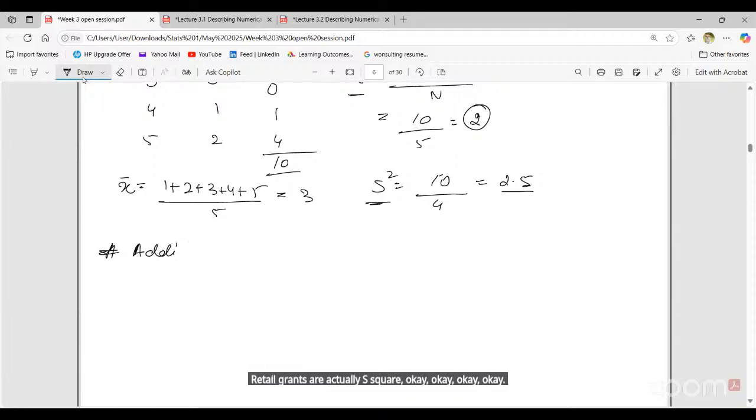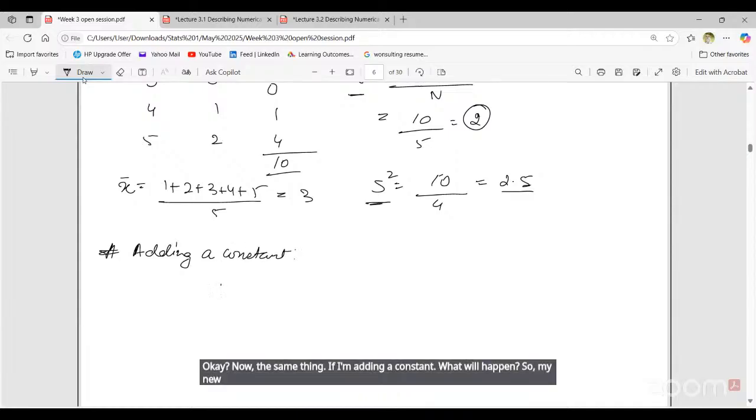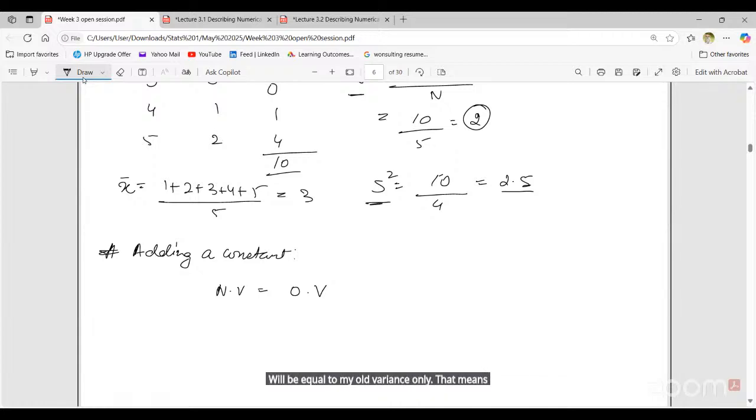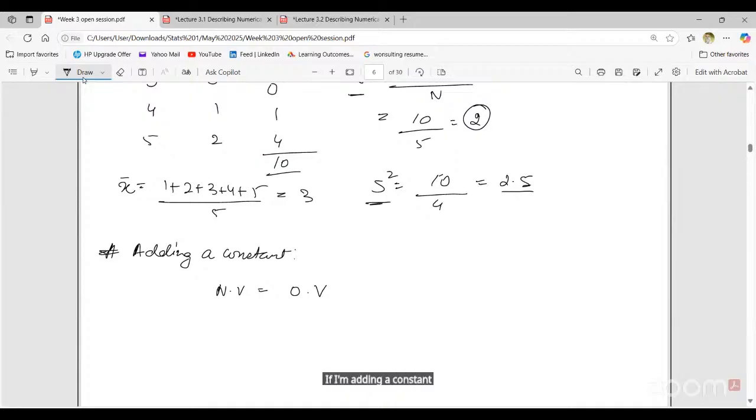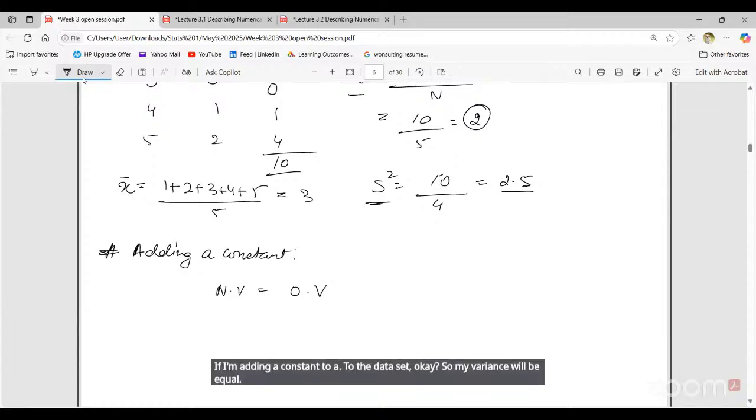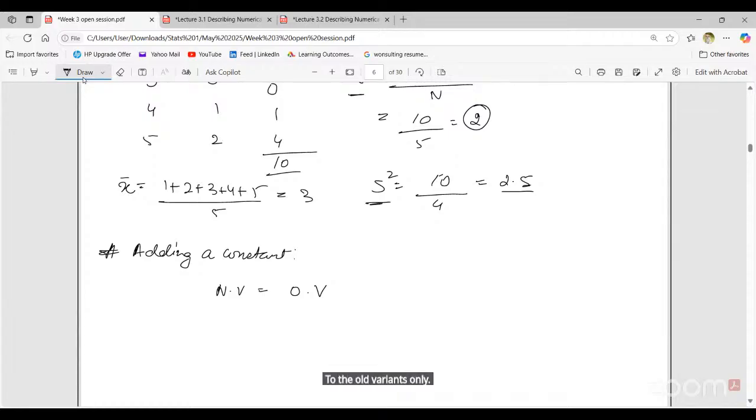Okay. Now the same thing: if I'm adding a constant, what will happen? My new variance will be equal to my old variance only. It is not affected if I'm adding a constant to the data set. So my variance will be equal to the old variance only. It's a constant, right? Now, similarly, if I'm multiplying a constant.